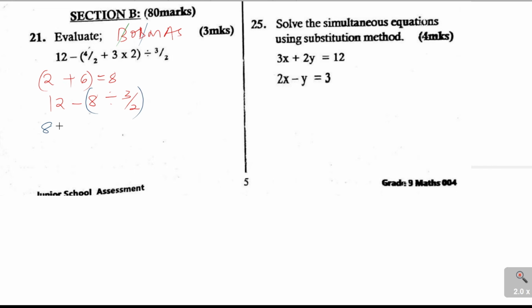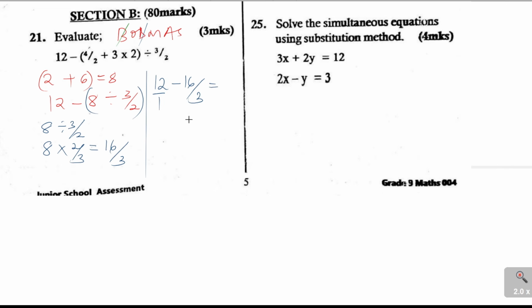So 8 divided by 3 over 2. This gives 8 multiplied by the reciprocal of 3 over 2, which is 2/3. And this will give 16 divided by 3. So now you have 12. Then whatever is in the bracket, remember we solved that, and we got 8 divided by 3 over 2. We got that one as 16 divided by 3. So now that is what you have, and this is what is going to give you the final solution.